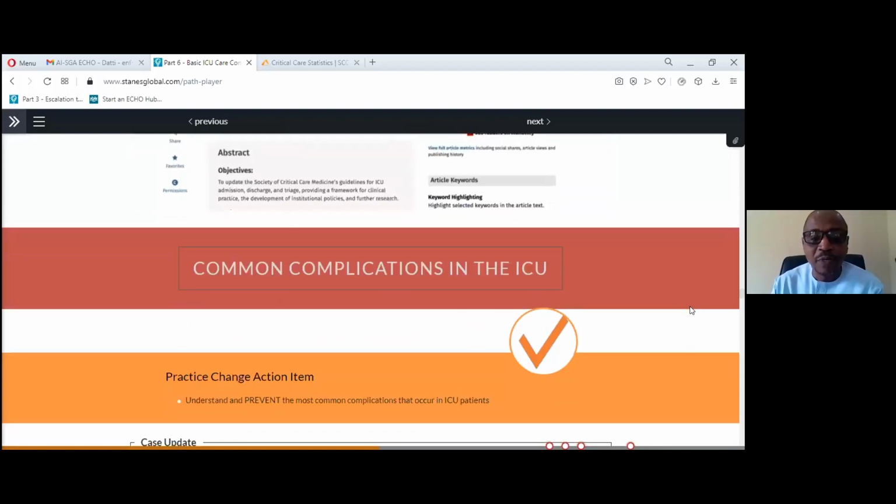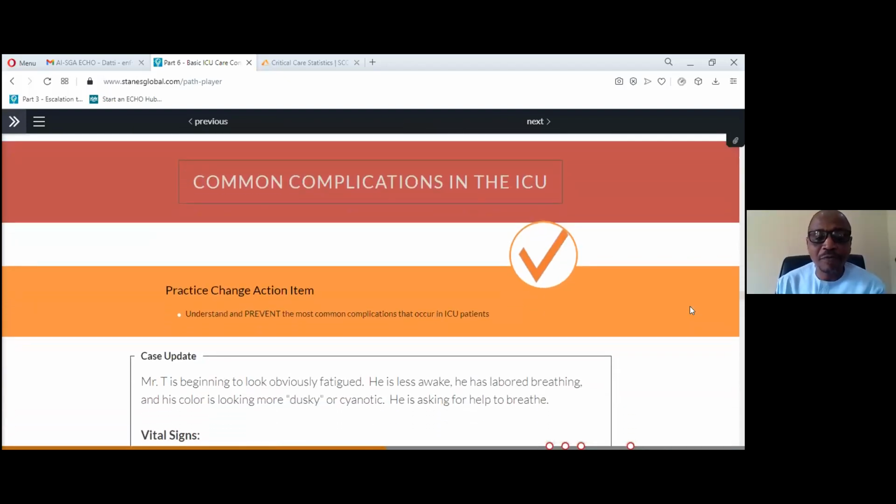Now this is also very important. We have an important component of this session, common complications in the ICU. What we need to change in our practice at the end of this discussion is to understand and prevent. The emphasis is on prevention. Prevent the most common complications that occur in ICU patients.